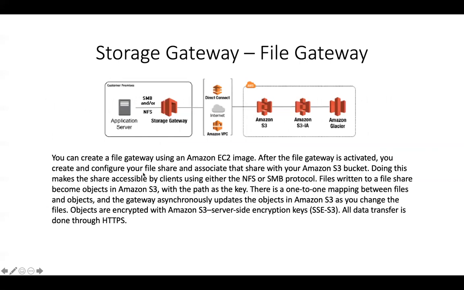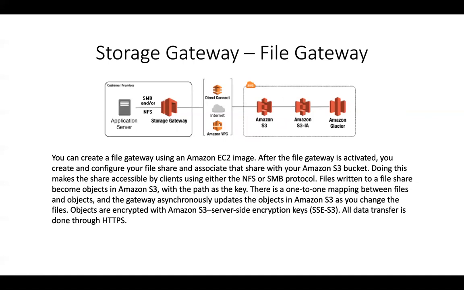So you have to configure a file gateway using an EC2 image. And once the file gateway is activated, you can go ahead and configure your file share and associate it with an S3 bucket, right? And doing this makes the share accessible by clients either using the NFS or the SMB protocol. And then once your files are written to that file share, automatically they are asynchronously replicated to Amazon S3 with the path as the key in S3, right?